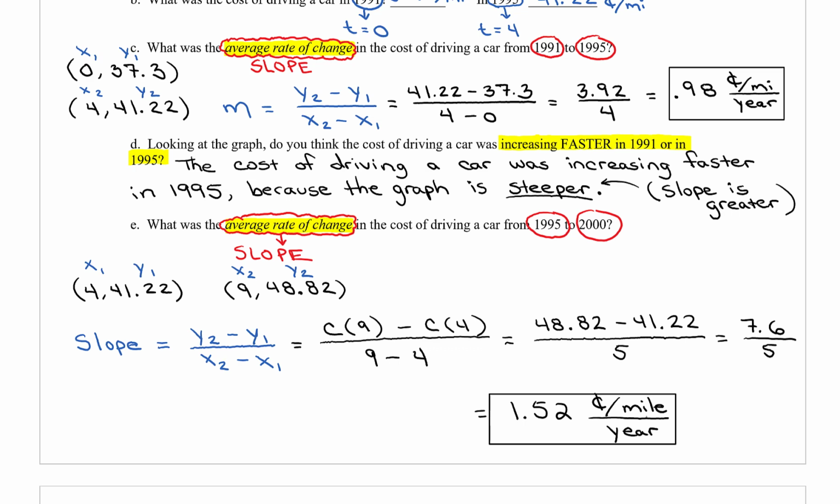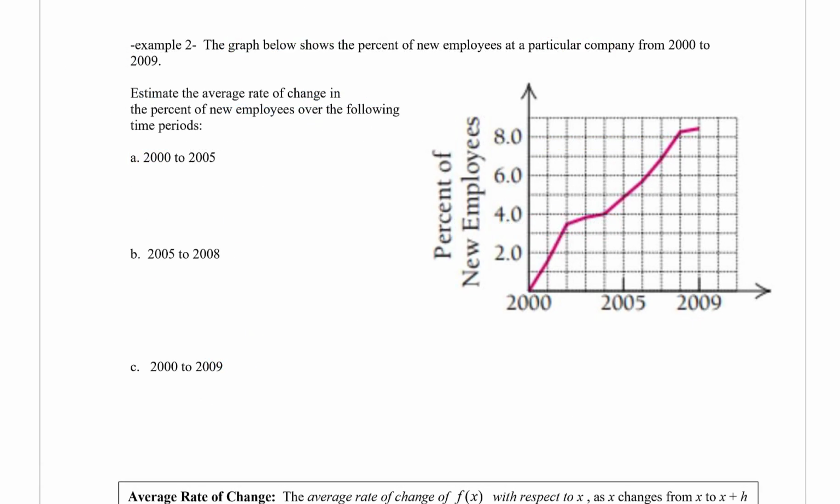Now we're ready to move on to example number 2. The graph below shows the percent of new employees at a particular company from 2000 to 2009. Estimate the average rate of change in the percent of new employees over the following time periods. First, let me describe the graph that we have here in front of us.